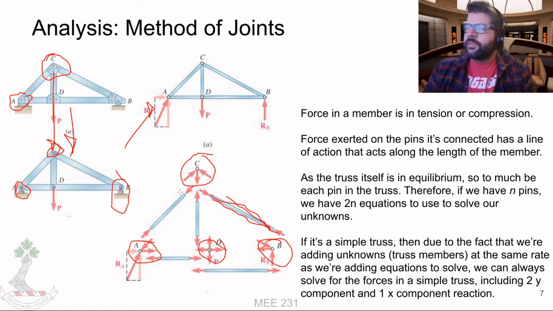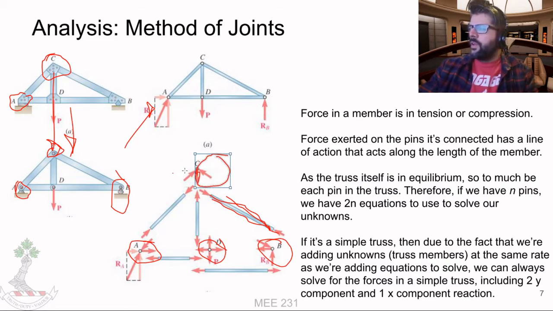And this is the beauty of a simple truss. For each joint, we've got one set of equations we can solve. The forces on this joint in the x direction and the forces on this joint in the y direction all need to be equal to 0. And we can do that for each joint.